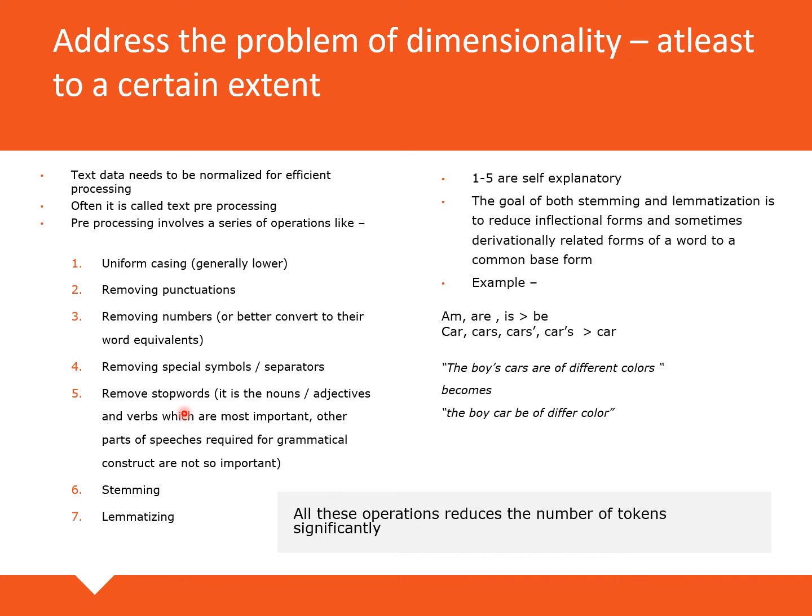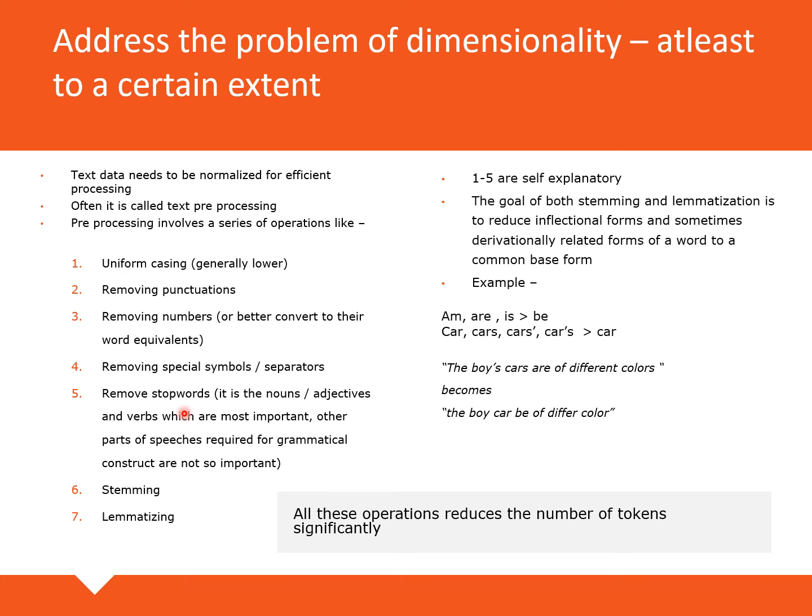So we retain just the nouns, adjectives and verbs, and the other parts of speech which are required for grammatical construct are removed because they are more required for aesthetics, and even if they are removed, the context or the meaning of the sentence is still preserved. But what do we gain by doing that?